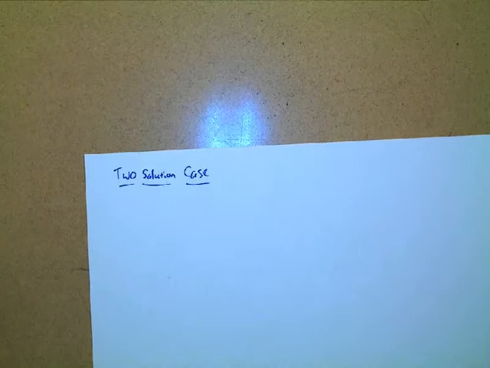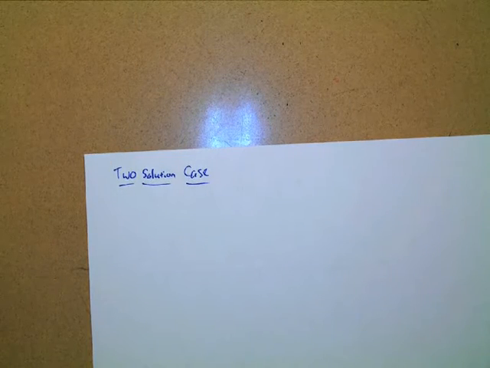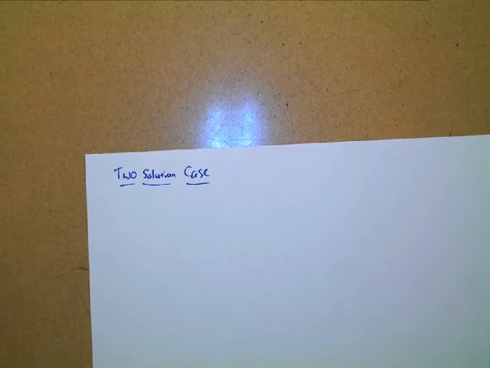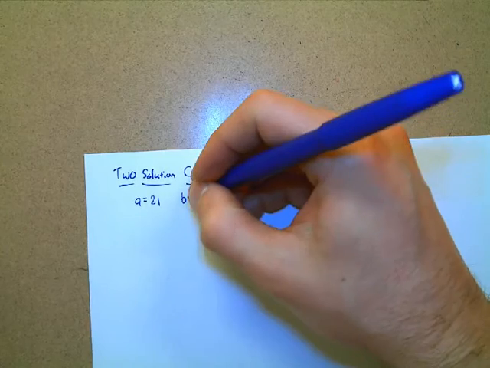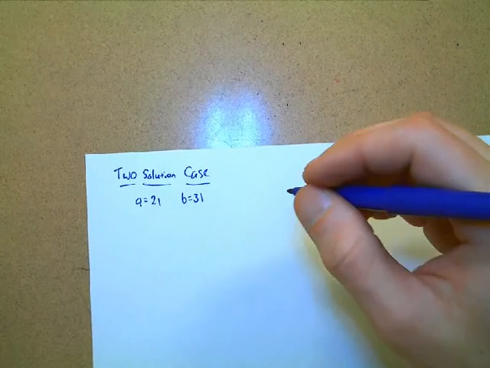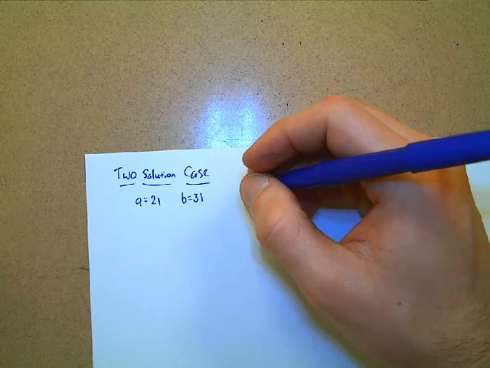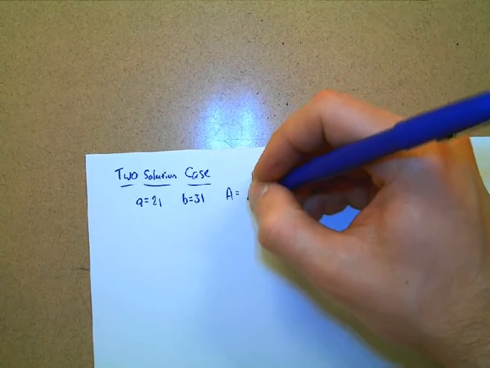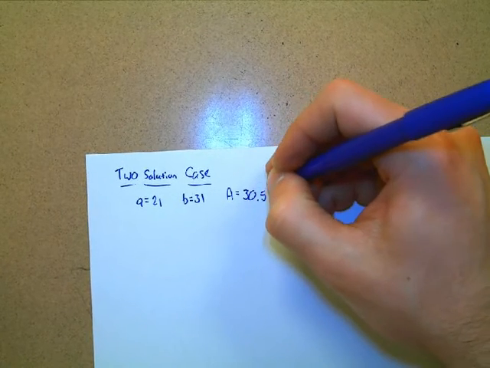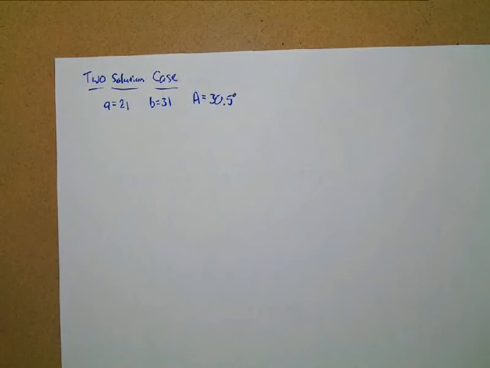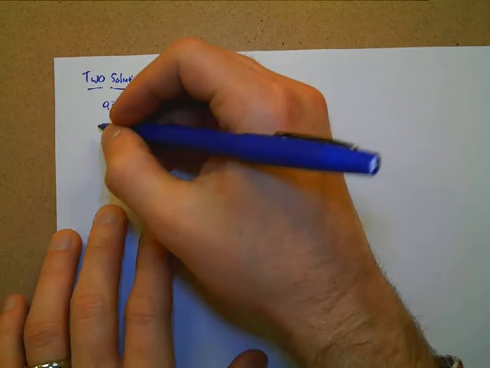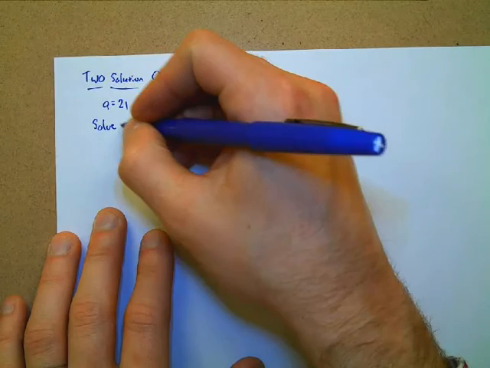Alright, so we'll start out with little a is 21, side b is 31, and then capital A, which stands for our angle A, is 30.5 degrees. Okay. So this has the added challenge of having to draw the triangle. So why don't you guys go ahead and take like 30 seconds and draw this triangle with the setup here. So go ahead and draw that setup there, and I'll do it too.